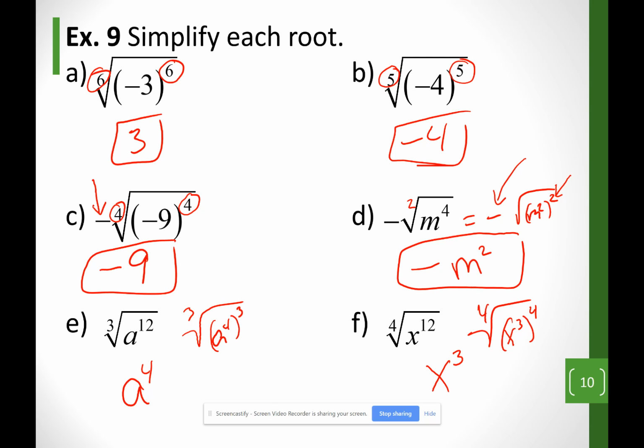Now, some of you might have seen a shortcut. When we're dealing with letters, we're going to take the power divided by the root, 12 divided by 3. If I'm looking at F, the power, 12 divided by 4. If you go back to D, the power, 4 divided by the root.